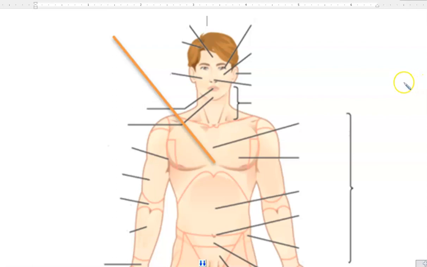So welcome back. Today we're going to go over your body regions. This video specifically is going to go over the anterior view. Anterior view means the front view. We're going to look at the anterior view of your body, and we're going to use the scientific words. These words will always have a second word behind them, and that second word will be region.